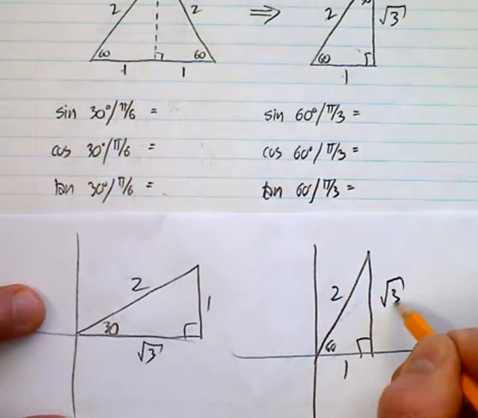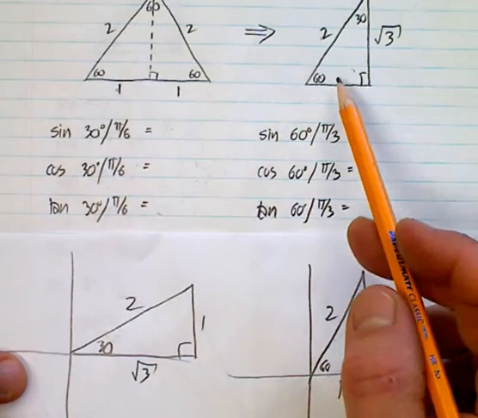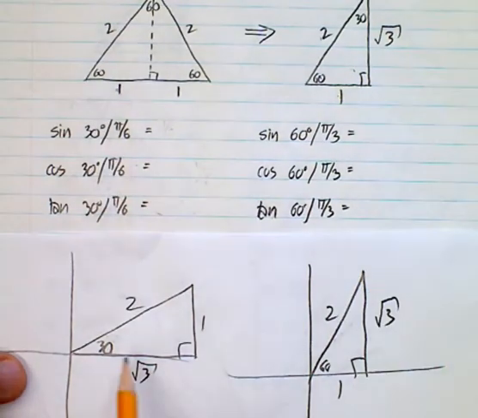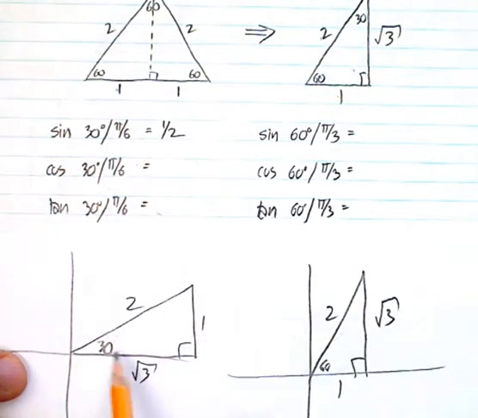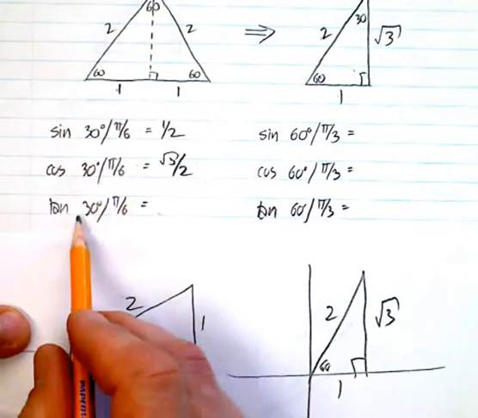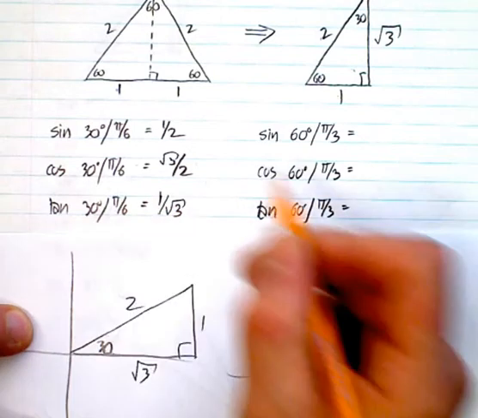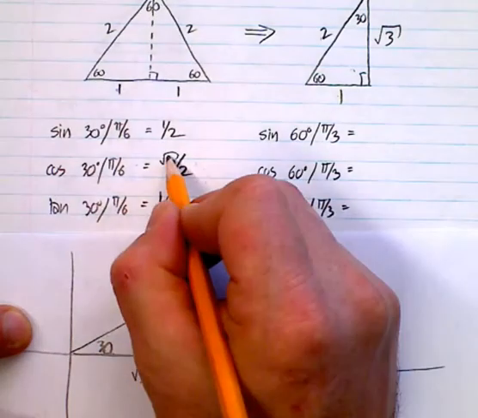So I have a tendency to look at both of these, but understand that they're the same triangle. They're this one here, just rotated differently. And now you can look at sine 30. The exact value of sine 30 is 1/2. The exact value of cos 30 is √3 over 2. And the exact value of tan 30 is 1 over √3. Okay, and then this is what we would expect to do.